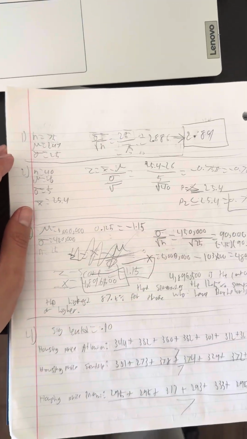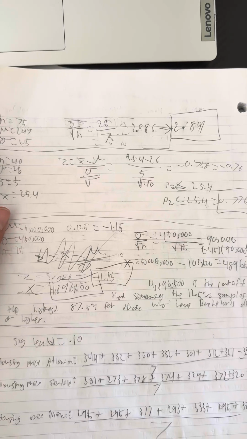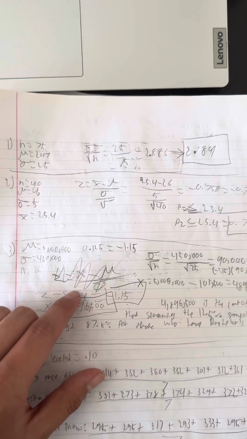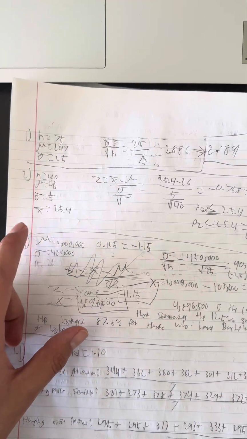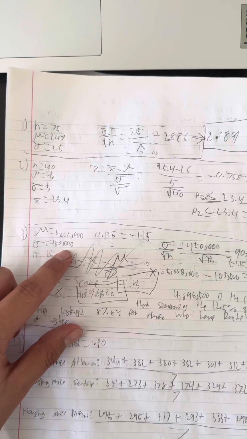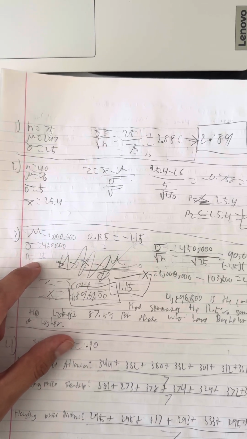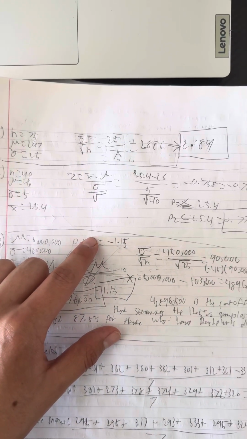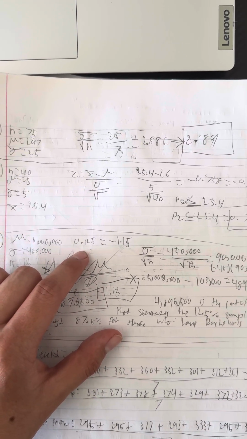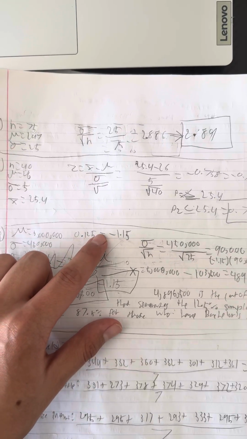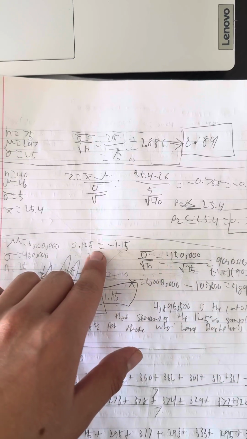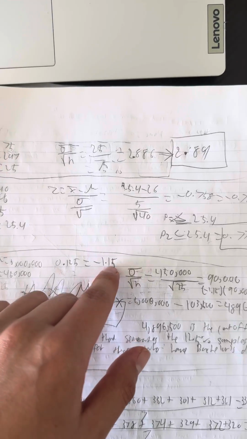For number 3, we have to find the z score and the number of people. So I found all my variables. The mean was 5 million, the standard deviation was 450,000, and the sample size was 25, and 0.125 for the percentage. I did some calculations on the calculator, and I got negative 1.15.